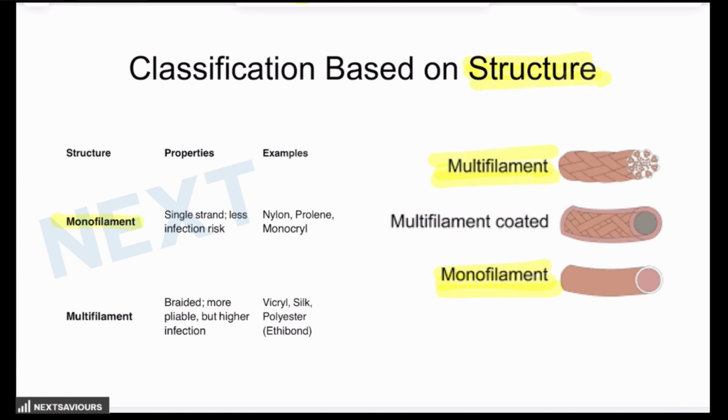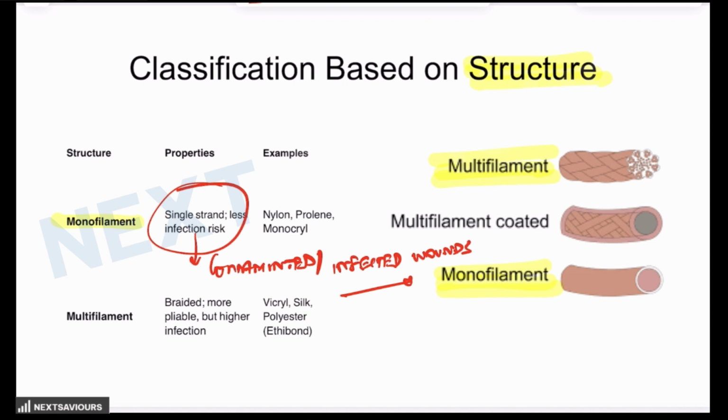So monofilamentous obviously is having a single strand and the infection rate is lesser. Why? Because there is no space for the bacterial colonies to grow in between the spaces of the threads. So that is the reason why it is good for contaminated or infected wounds. The examples: nylon, prolene, or monocryl.